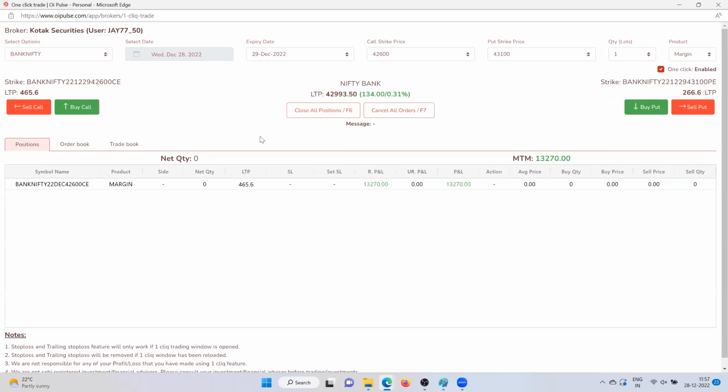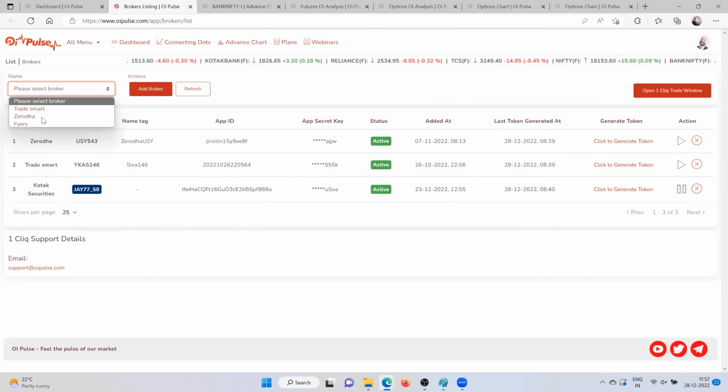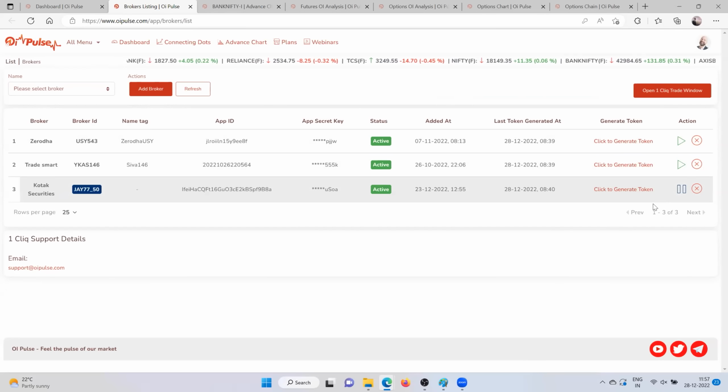Currently, these are the brokers which got enabled. We have TradeSmart, Zerodha, and Fyers. You should be able to use all of them. The next one, which was supposed to be in the pipeline, is Kotak. We have tested it, working fine, except for this LTP issue. If they are not giving it, then I have to move on with others who are going to be supporting me.